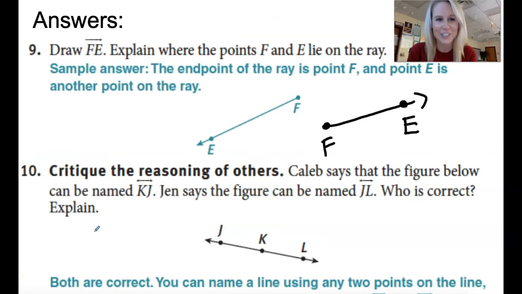Let's go over these answers. So number 9, it wanted you to draw a ray, FE. You could have drawn it going in any direction just as long as you started with endpoint F and then endpoint E was the direction in which you were going.